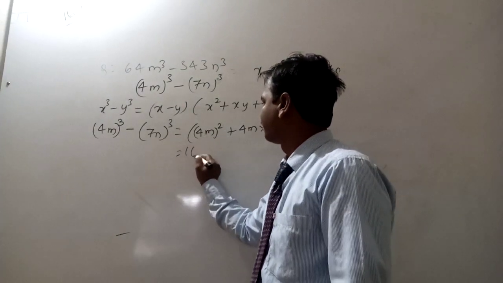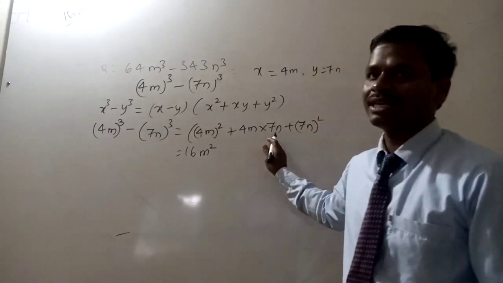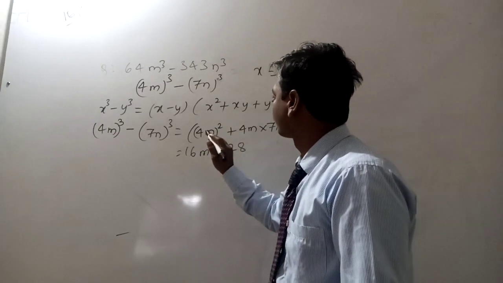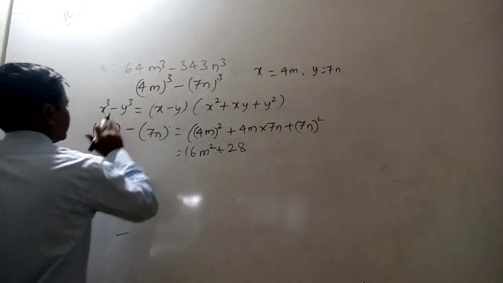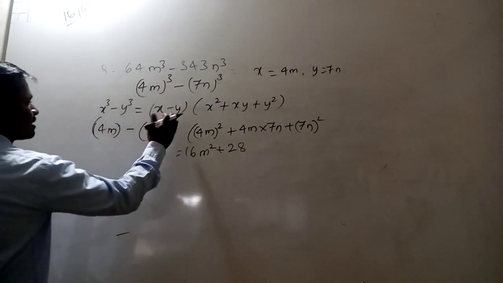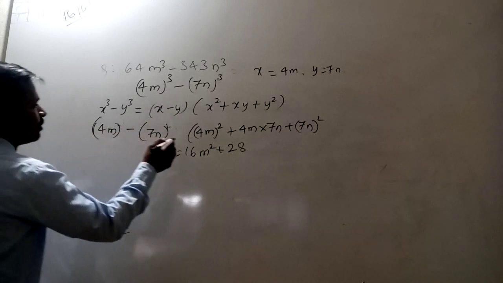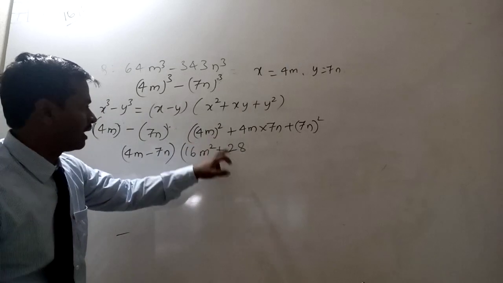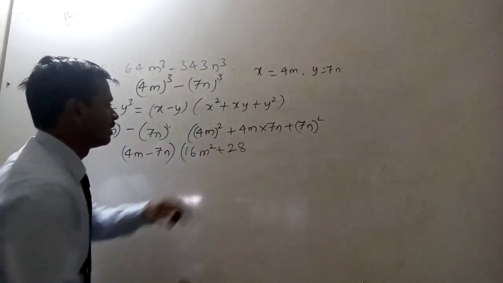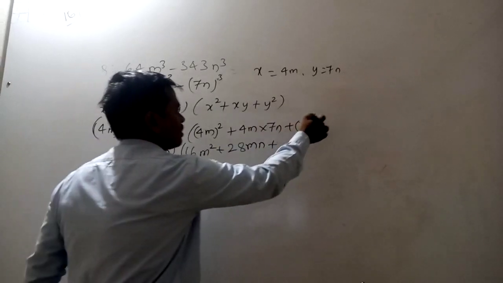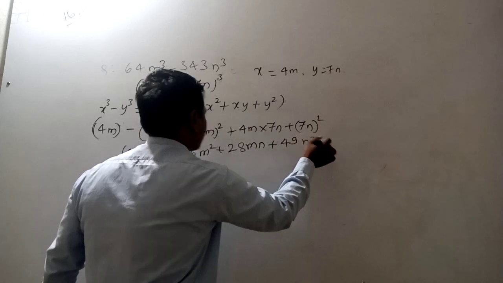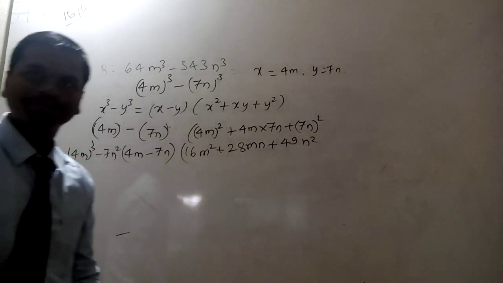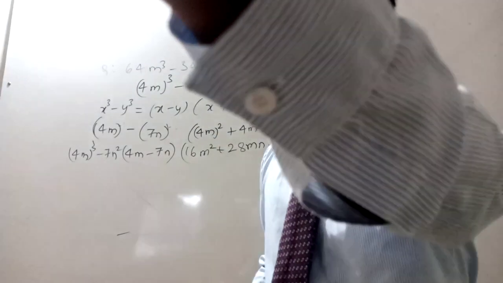Now simplify the given values and write the answer. 4 square is 16, 16m square. 4 7s are 28. Here we should write x minus y now. X minus y into bracket. Now, what is here for that? 4m minus 7m into bracket 4m square plus 4 7s are 28mn plus 7 square is 49m square. Now what is the formula here? 4m whole cube minus 7m whole cube.